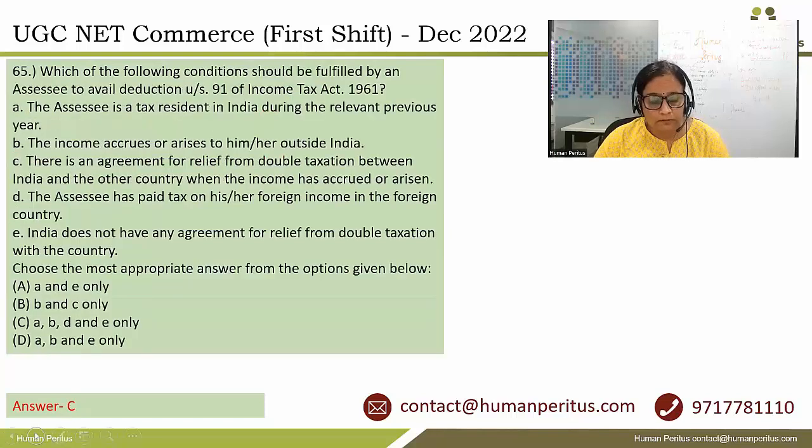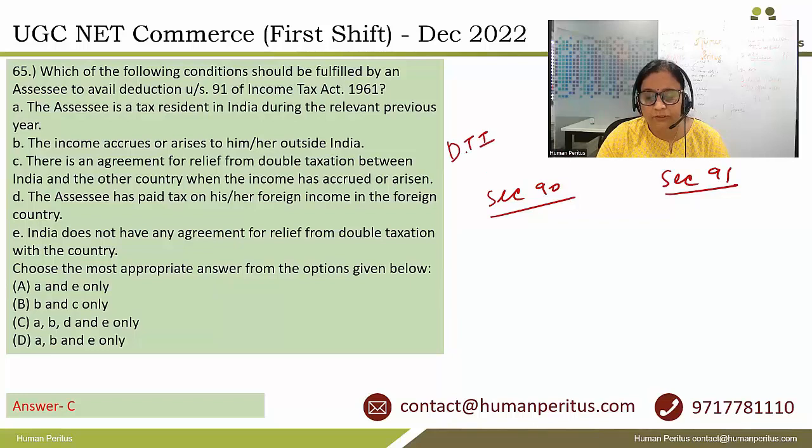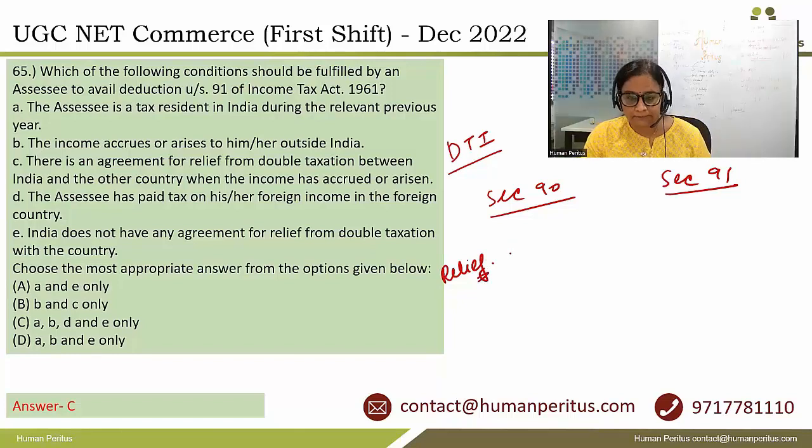Okay. Now we are given a question with respect to section 91 of the Income Tax Act 1961. Before I start with this question, I must tell you that there are two sections, section 90 and section 91, which deal with doubly taxed incomes, right? So DTI stands for doubly taxed incomes here. Section 90 gives relief to those persons who have paid tax in a country that has a DTA agreement, double tax avoidance agreement, with the Government of India. So there is an agreement.